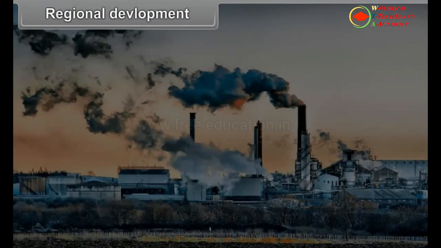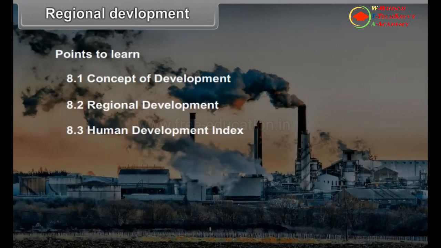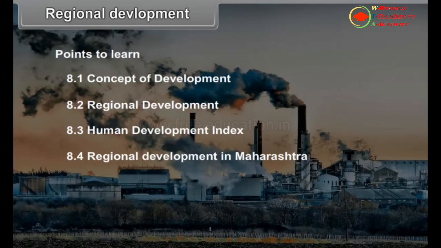Chapter 8, Regional Development. Points to learn. 8.1, Concept of Development. 8.2, Regional Development. 8.3, Human Development Index. 8.4, Regional Development in Maharashtra.